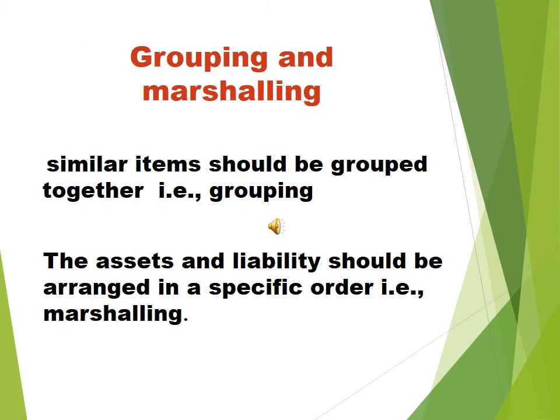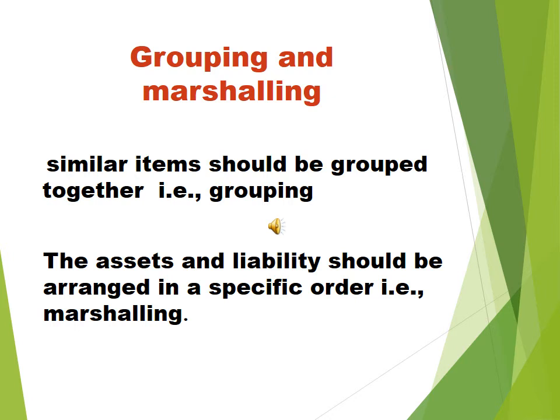The next important thing to note is grouping and marshalling of data. The arrangement of assets and liabilities in certain groups and in a particular order is called grouping and marshalling. So, grouping means similar items should be grouped together. For example, cash in hand, cash at bank. So, these are similar. So, you can put these two items together. If you put similar items together, you can call it as grouping.